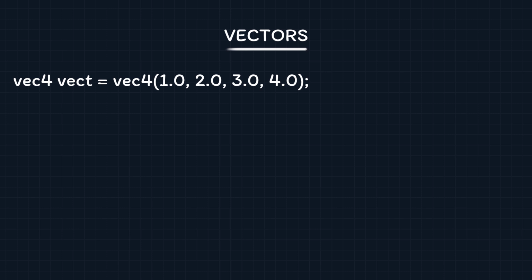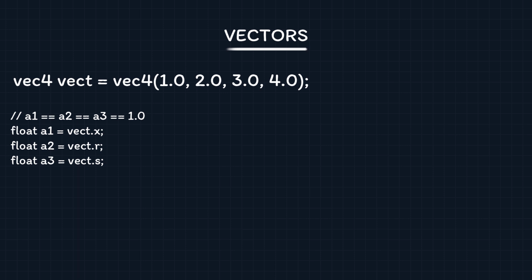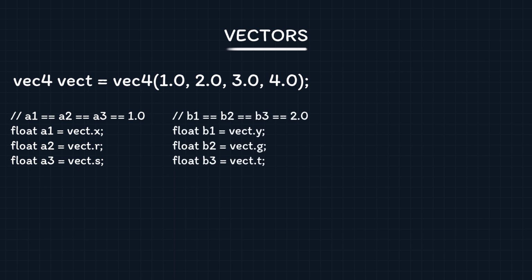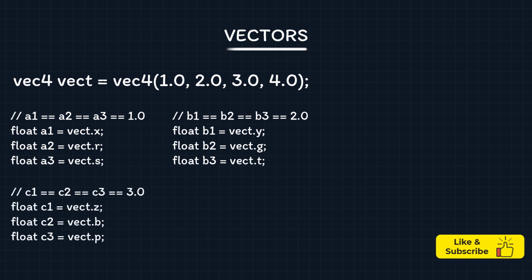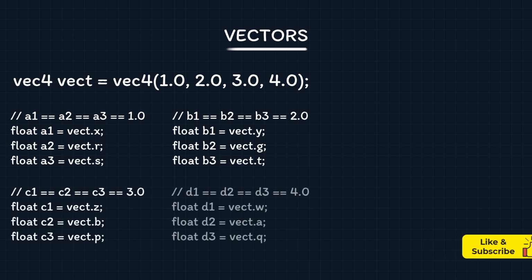To access the first component, we need to specify the variable name followed by a period, then x, r, or s. To access the second component, we need to do the same but with y, g, or t. To access the third component, we need to type z, b, or p. To access the fourth component, we need to type w, a, or q.